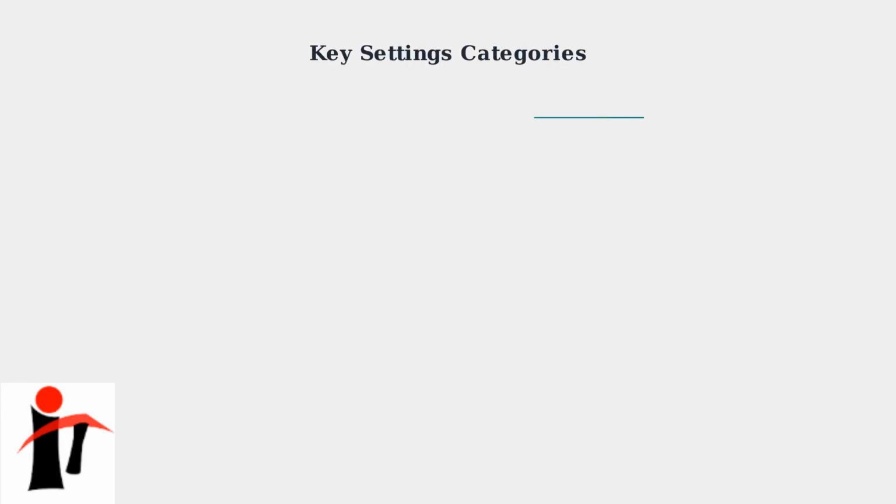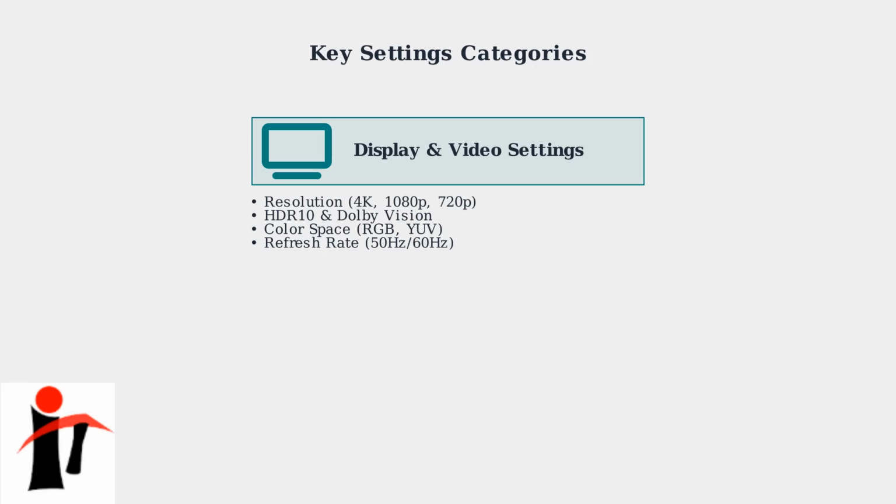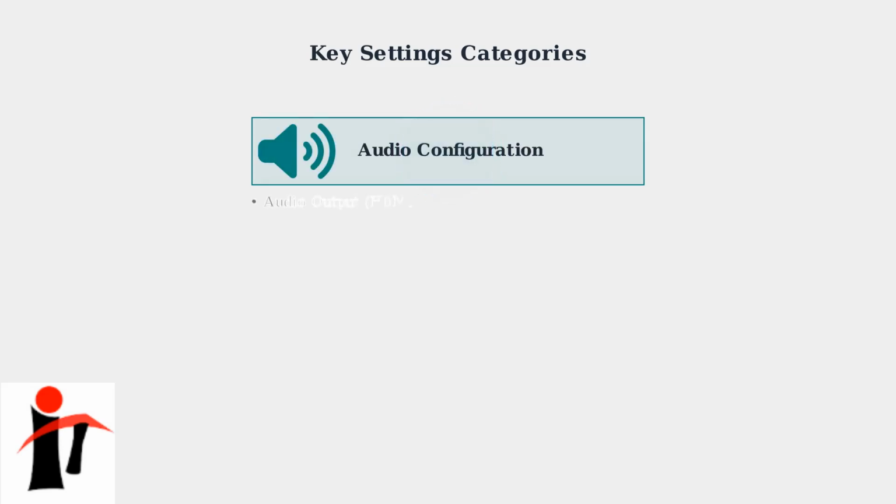The EE Box Pro settings are organized into 4 main categories. Display and video settings control your visual experience, including resolution, HDR support, color space, and refresh rate options. Audio configuration settings ensure optimal sound quality for your setup. These include audio output options, surround sound support, lip sync correction, and automatic volume leveling features.